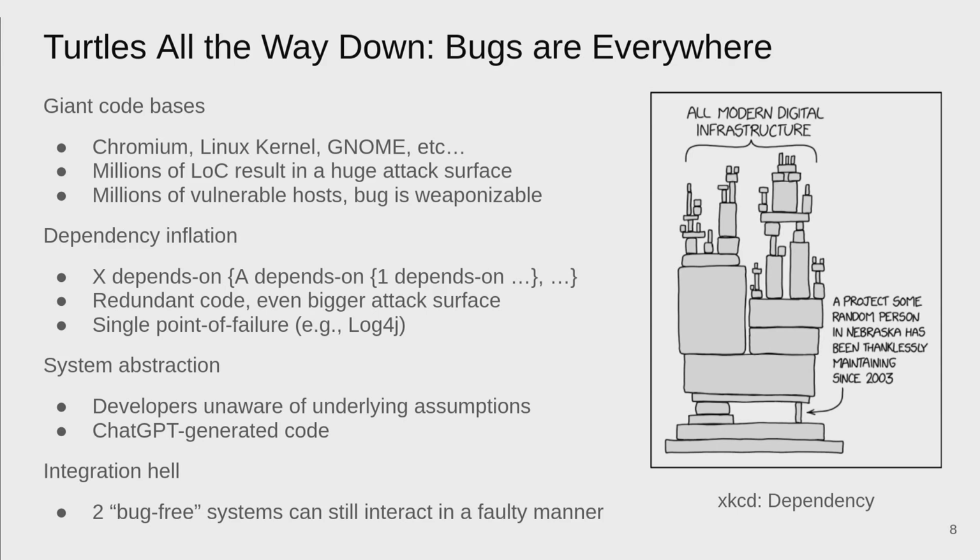GNOME, the user interface, is about 5 million lines of code. Right? So this is incredibly complex, and we're throwing around millions of lines of code as if it were nothing. And millions of lines of code will always have bugs, right, and result in a huge attack surface.